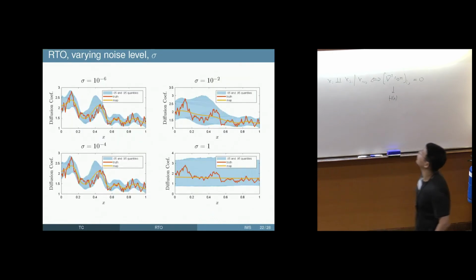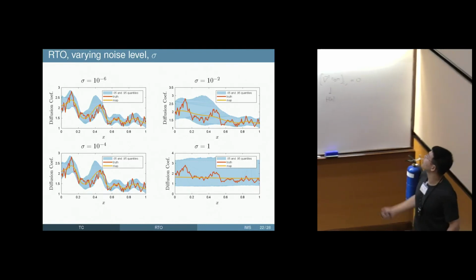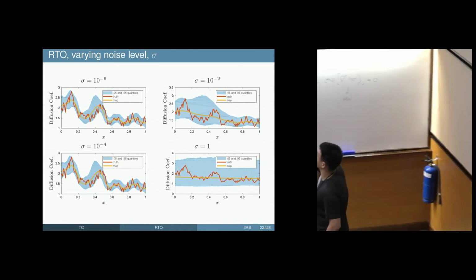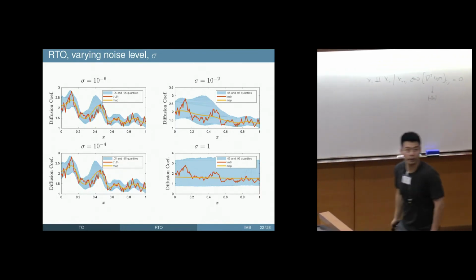So here is some reconstruction result. It's not surprising that with a very high noise level, the reconstructed posterior credible interval has nothing to do with the actual permeability field. But if we do have small noise in the observed data, we have a very high quality credible interval that nicely covers the original permeability in the reconstruction.